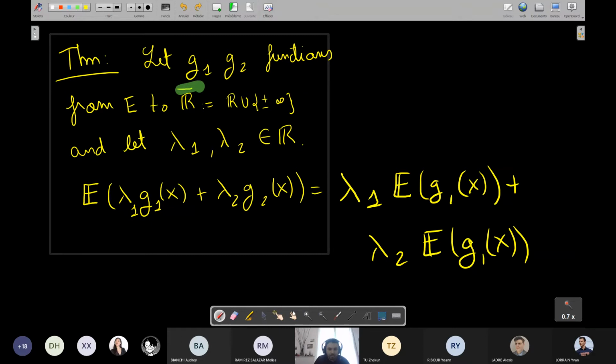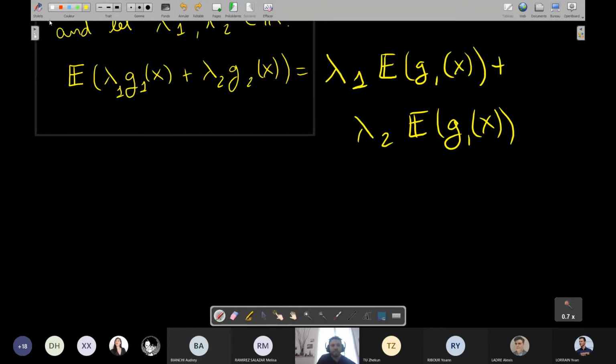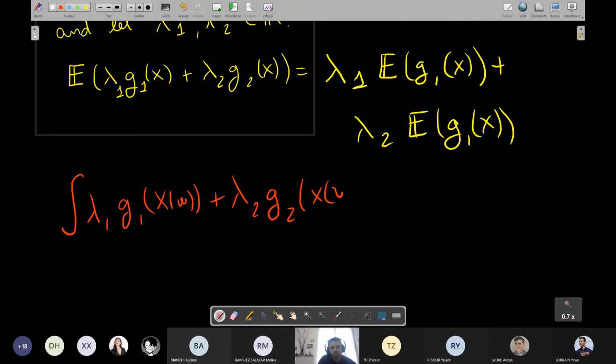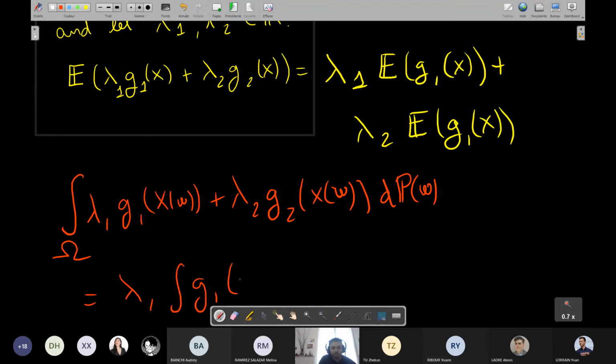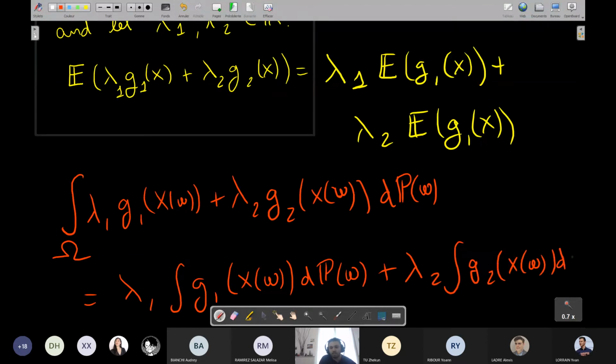This is very, very simple if you remember the fact that the expectation is just an integral, because this linearity comes from the linearity of the integral. This is the integral over omega of lambda 1 g1 of X of omega plus lambda 2 g2 of X of omega, dP of omega. And this is, of course, lambda 1 times the integral of g1 dP plus lambda 2 times the integral of g2 of X dP.